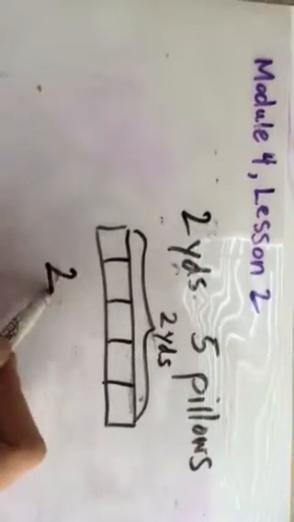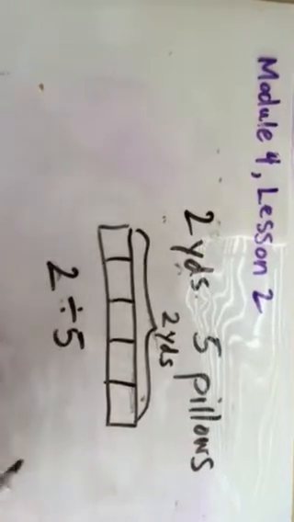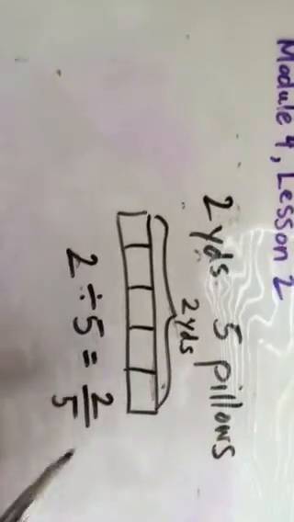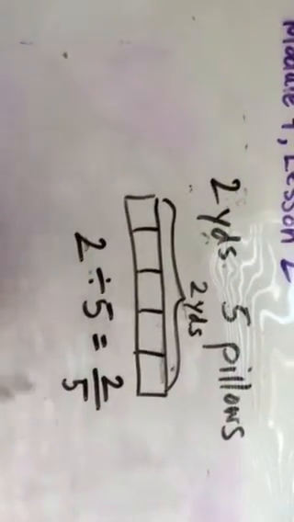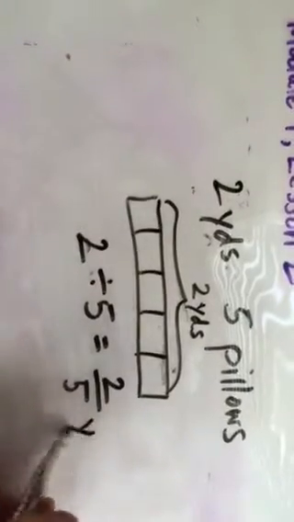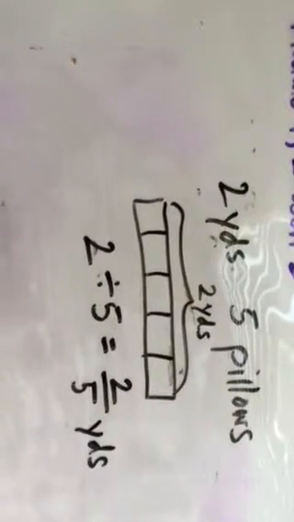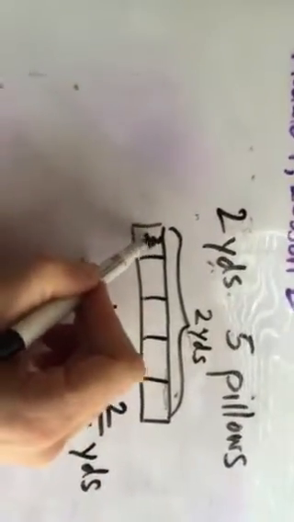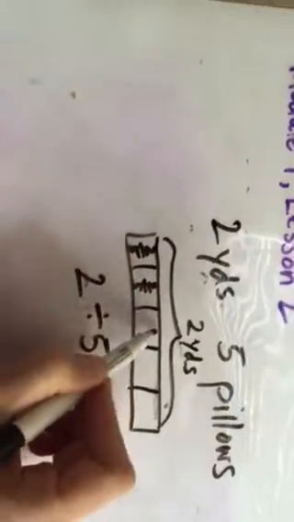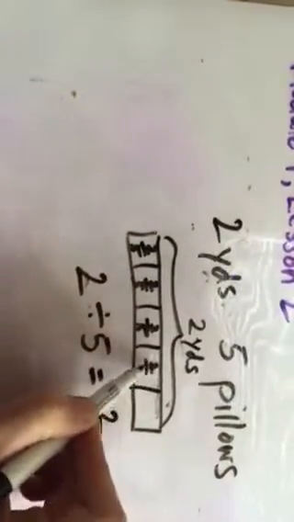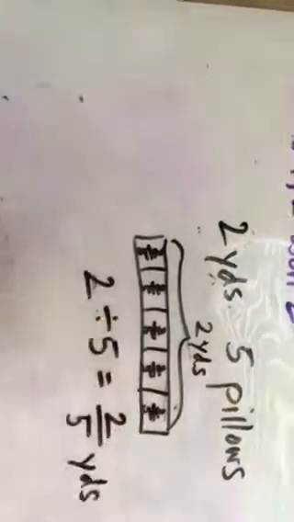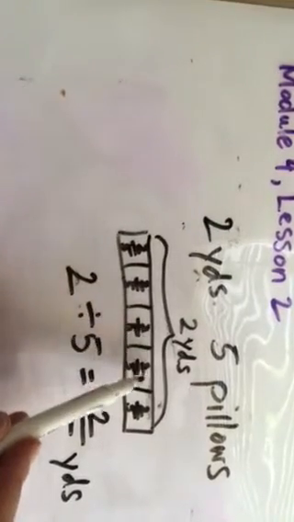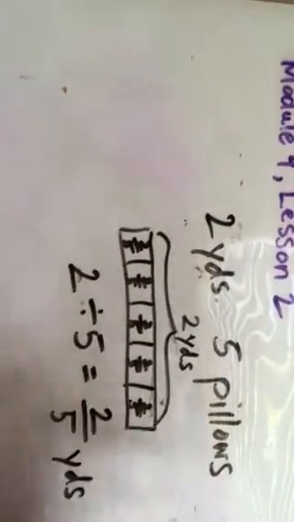2 yards divided by 5. This is another way to write the same thing. And in fact, it's my answer, 2/5 yards. Now let's check that in case we're not sure. If we're saying each pillow is 2/5 of a yard, 2/5 plus 2/5 plus 2/5 plus 2/5 plus 2/5. What would that all add up to? 2 plus 2 is 4, plus 2 is 6, plus 2 is 8, plus 2 is 10.